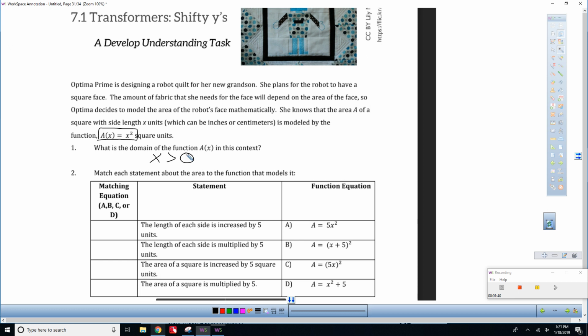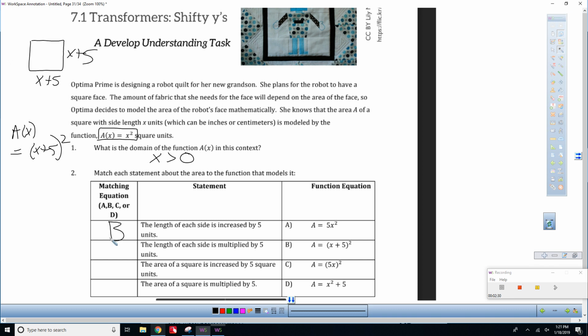Okay? All right. So, match each statement about the area. The length of each side is increased by 5. So if we take the length, which was x, and increase it by 5, what will our area be? What's the area of that square? x plus 5 squared. Yes, it is. It's x plus 5 times x plus 5. So, as you said, that's B.